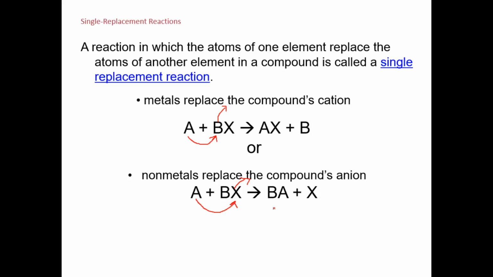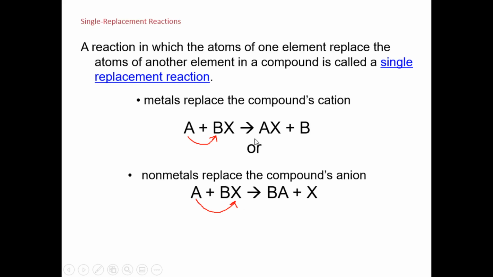So in reality, we have two of the same thing happening, but it just depends on what's coming in to replace. If we have a metal coming in to replace, it's going to replace the front end of the compound. If we have a non-metal coming in to replace, it's going to replace the back end of the compound. So A replaces B if it's a metal, A replaces X if it's a non-metal.